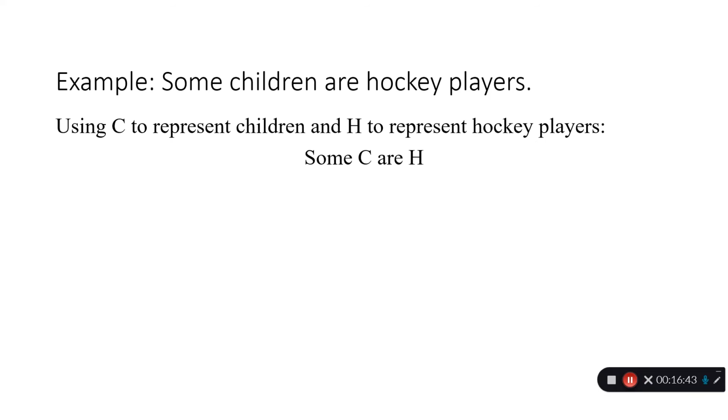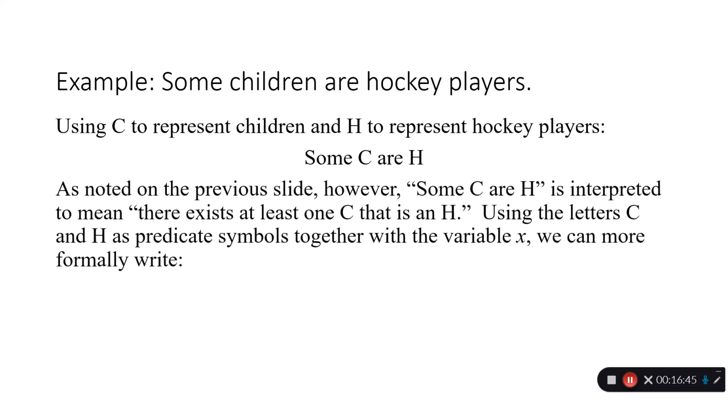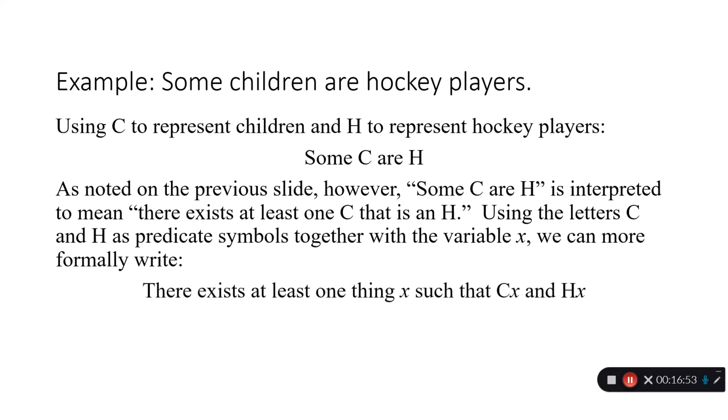Now, we're going to incorporate our PL symbols, right? We're going to interpret it as there exists at least one C that is an H. So we get, there exists at least one thing X, such that Cx and Hx. That just means there's at least one thing that has both the properties C and H, the property of being a child and a hockey player.